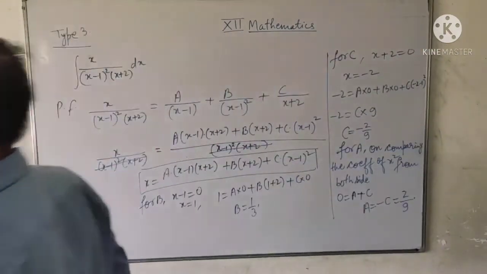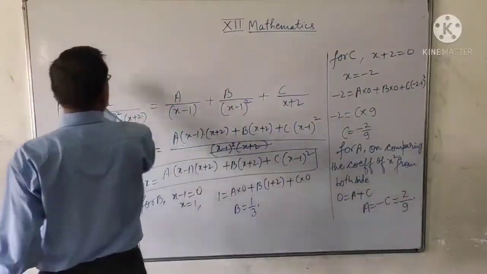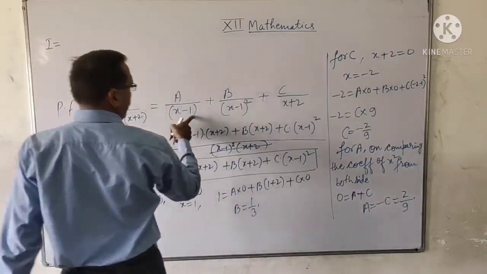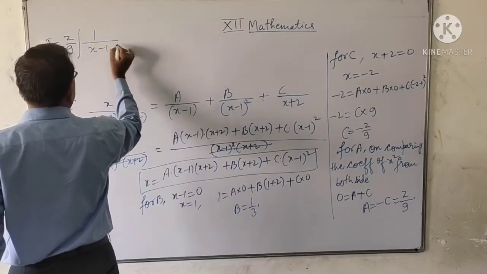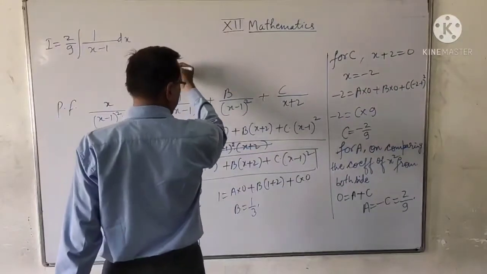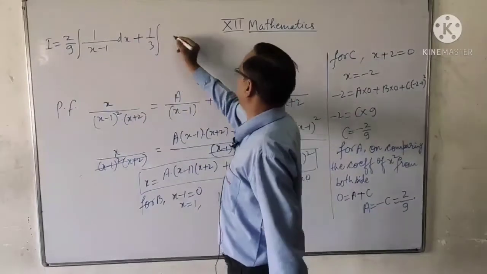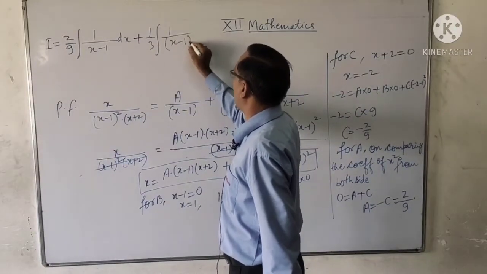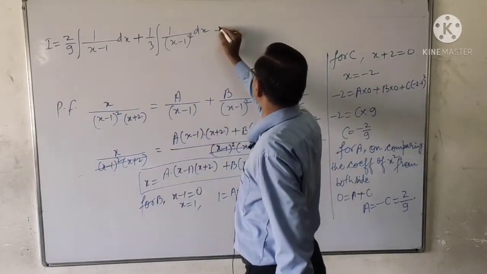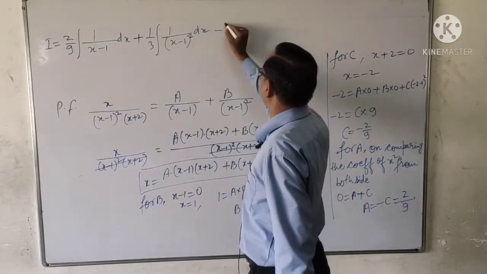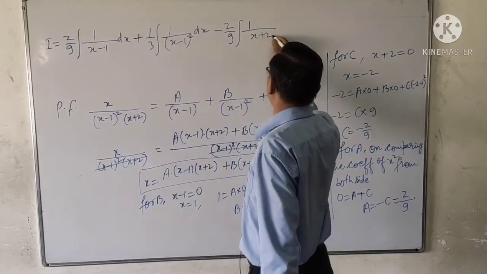Now to solve the integration, we will write integration I equal to, put the value of A, it is 2 by 9 integration 1 upon (x minus 1) dx. Value of B is 1 by 3, so plus 1 by 3 integration 1 upon (x minus 1) whole square dx plus value of C, minus 2 by 9. So it is minus 2 by 9 integration 1 upon (x plus 2) dx.